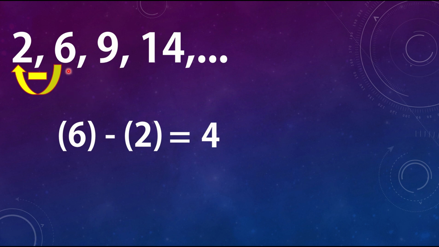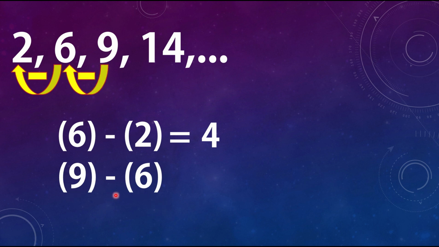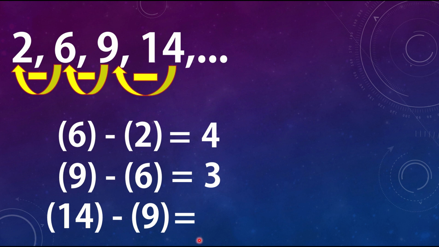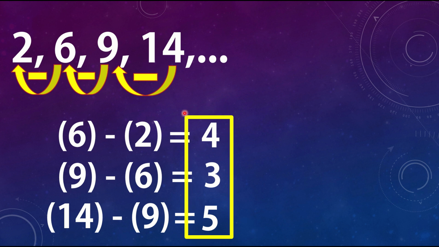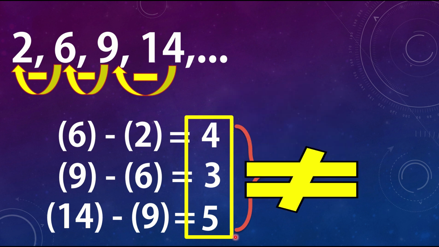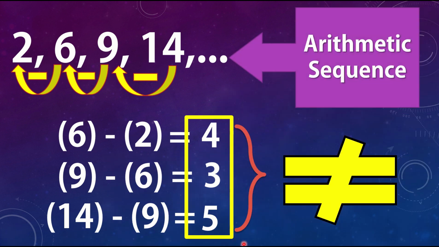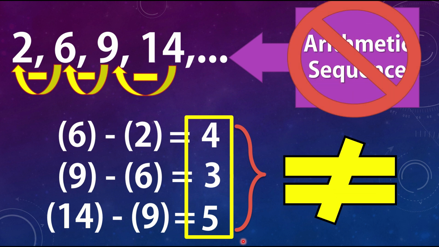Then next, the third term minus the second term. So 9 minus 6 is equal to 3. And 14 minus 9 is equal to 5. Since we do not have the same differences, therefore, this sequence is not an arithmetic sequence because they do not have a common or a constant difference.